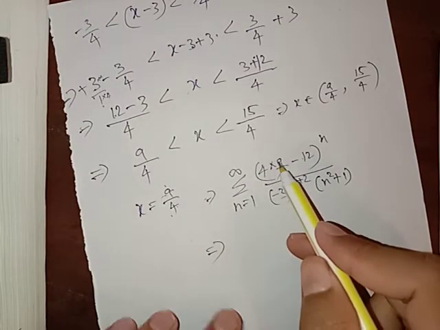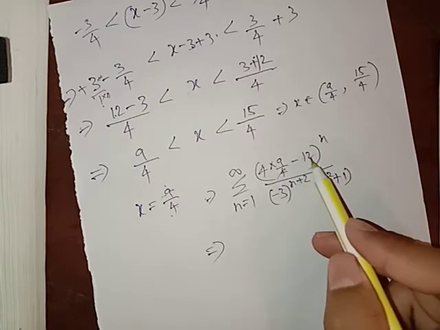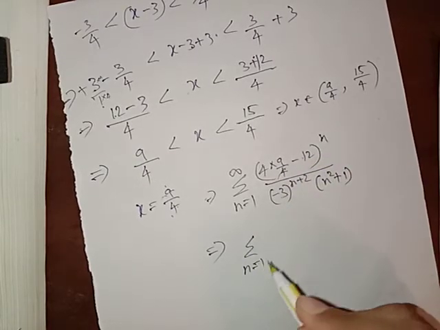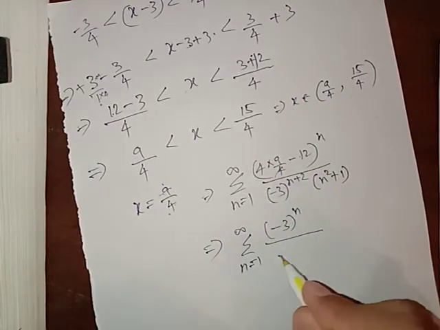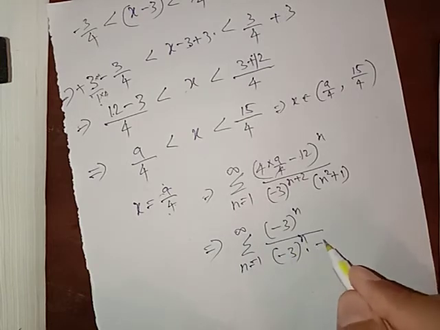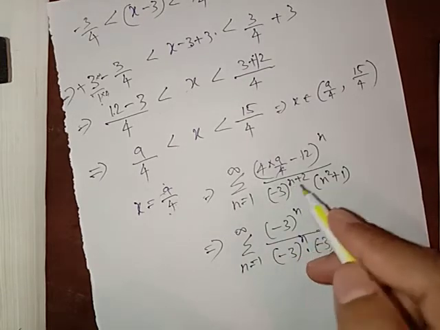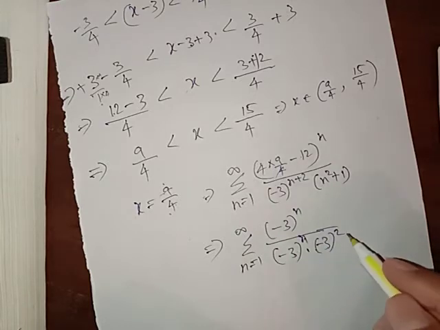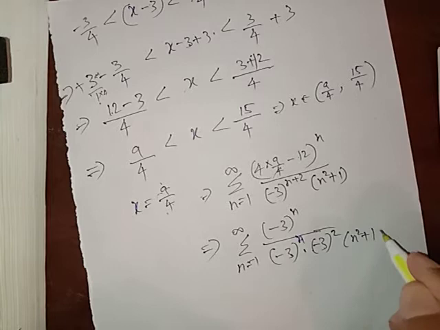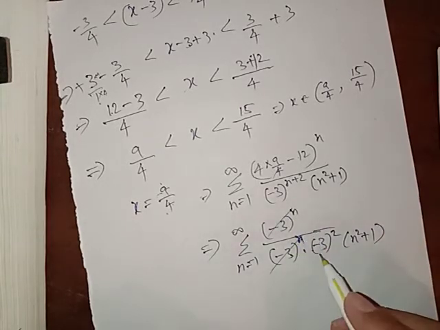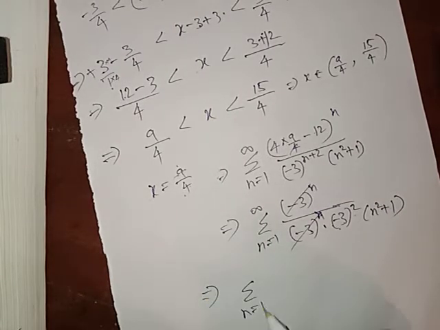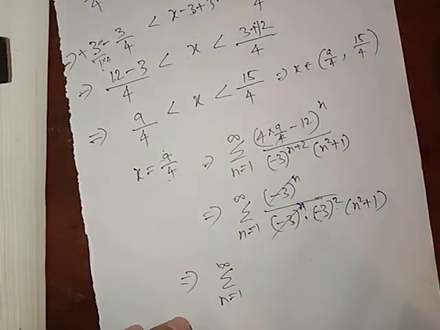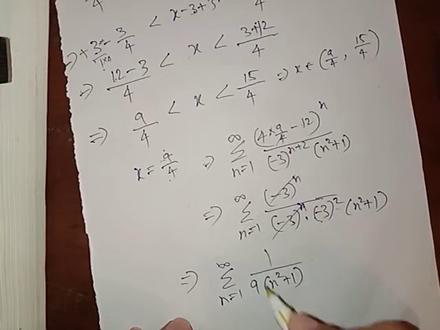Here 4 into 4 cancels out. Here 9 minus 12 is minus 3. Minus 3 raised to n divided by, we can write this as minus 3 raised to n into minus 3 raised to 2 into n square plus 1. Now this and this cancel out. Minus 3 raised to 2 is 9. So this series becomes the sum from n is equal to 1 to infinity of 1 divided by 9 into n square plus 1.